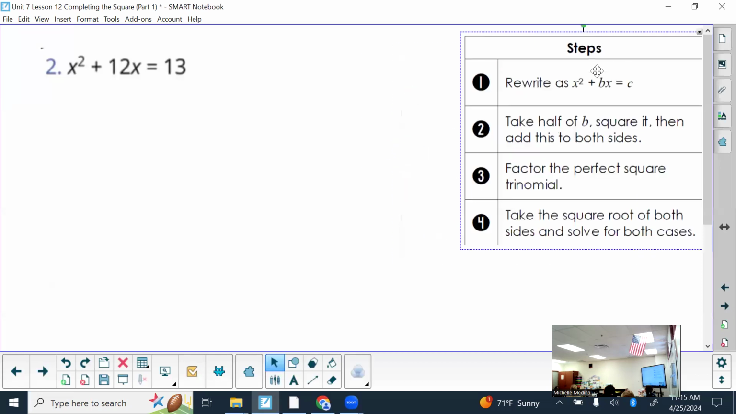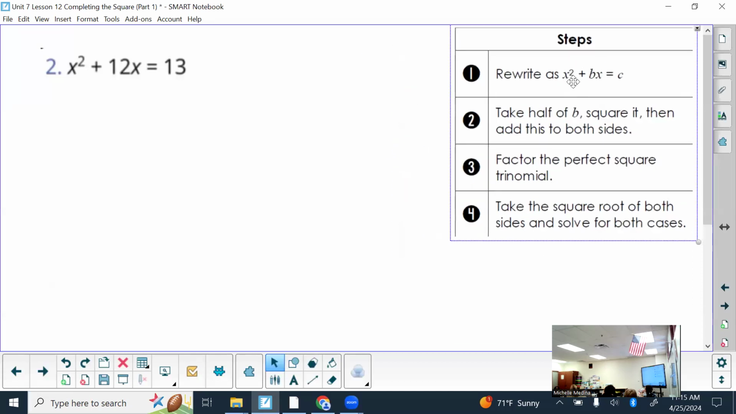Okay, paste. So the first step is to rewrite it so that the x squared and the x term are on one side and the constant is on the other side. Is this already in the correct form? Yes. If it wasn't, then you would just do inverse operations, make it cancel on one side, and do the same on the other. If it's already rewritten in that form, then you can move on to the next step.